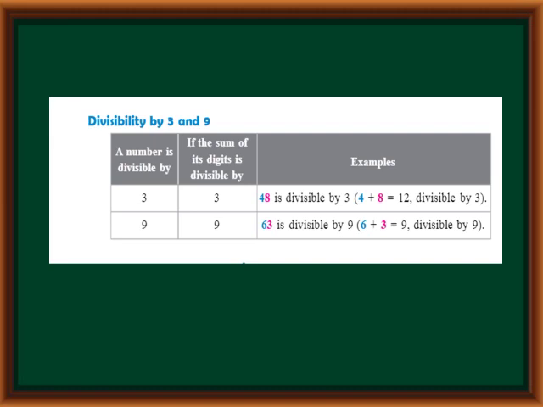Next, we'll see the rule for 9. A number is divisible by 9 if the sum of its digits is divisible by 9. For example, 63. The sum of the digits is 9 here. As 9 is a multiple of 9, 63 is divisible by 9.